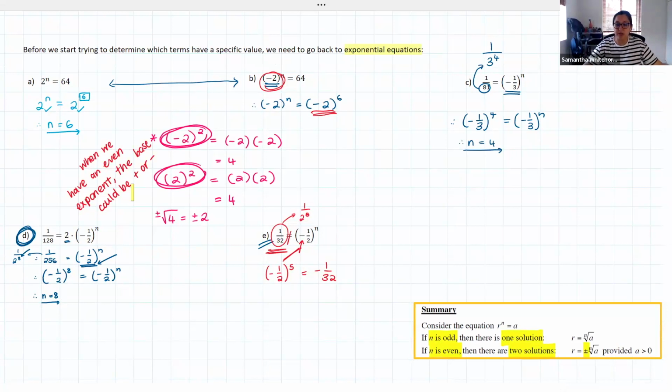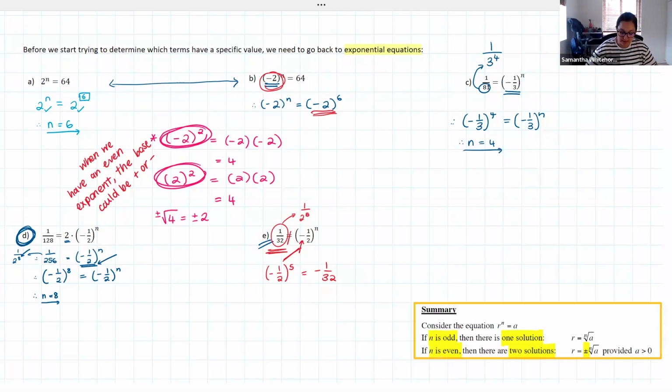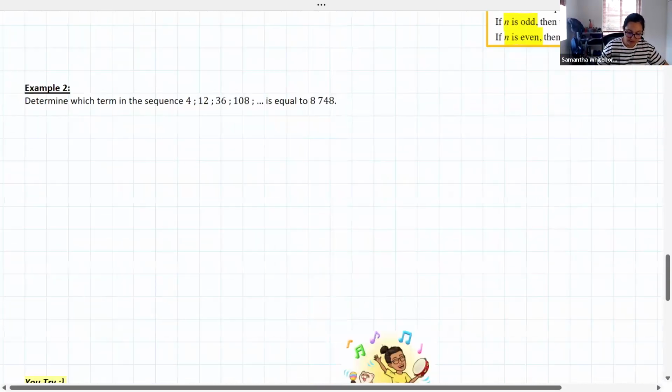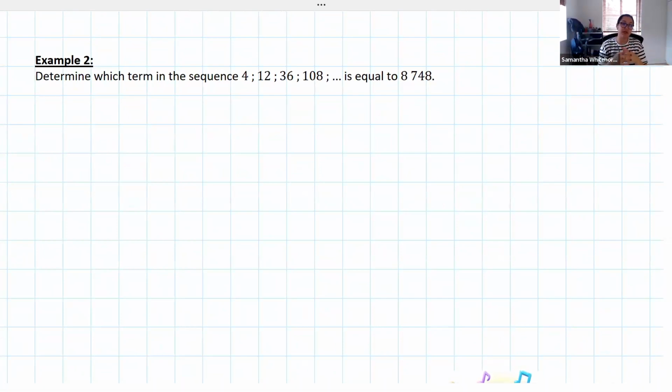So I'll leave that there for a second or two if you need to screenshot it, but let's actually put this into practice now in terms of our geometric sequences. Okay, so let's put this into practice. I hope we've all got our screenshots. And this is exactly what I was saying before we had a look at those exponential equations. We need to have that information in order to answer questions like this.